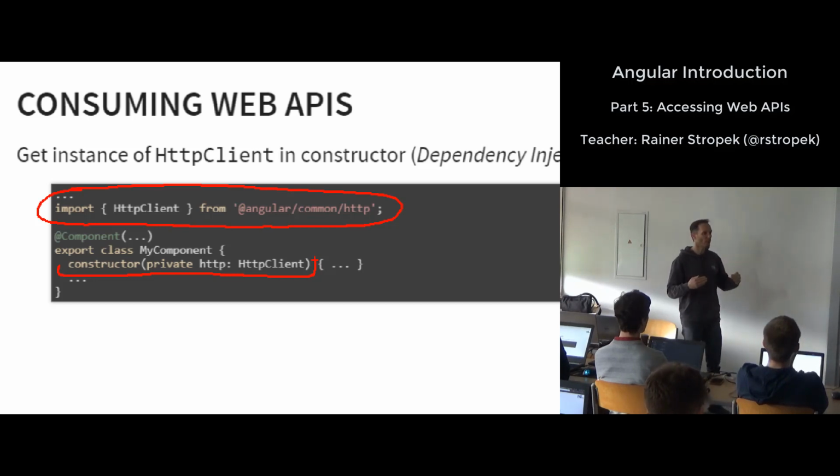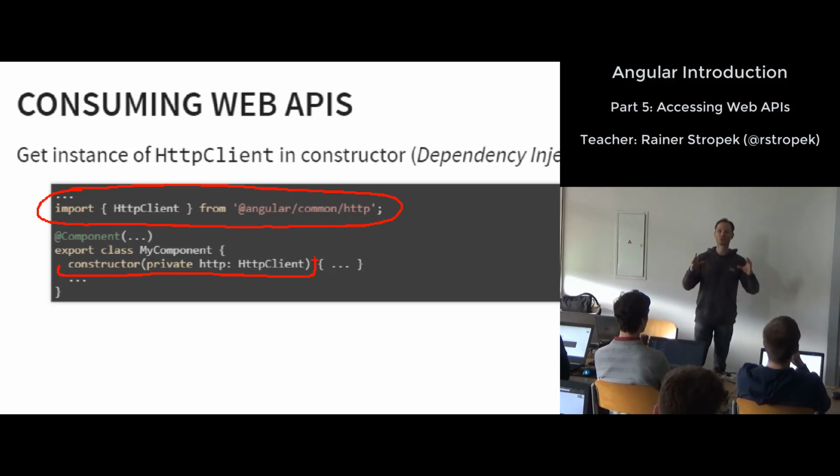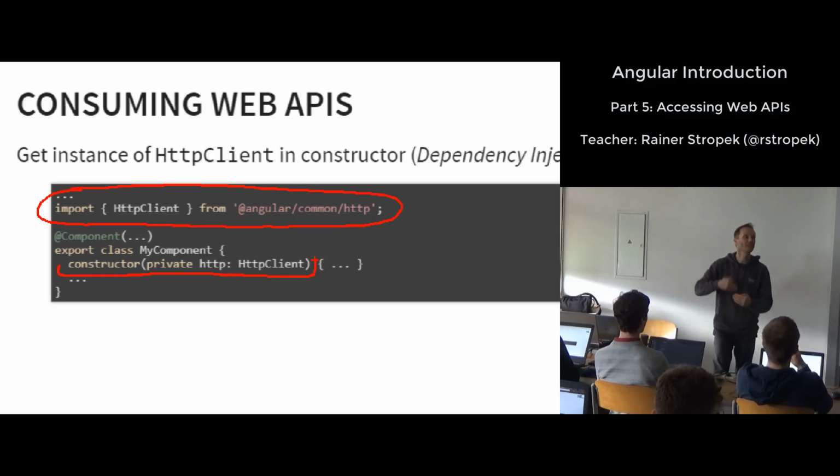You need to import the corresponding module, and once you imported the module, you can use all the so-called services. In this case, HTTP client is a service. You can just ask for the service in your constructor. Whatever you need, if you read the documentation, there are lots and lots of services that Angular provides out of the box. So you just need to specify the service in the constructor, and Angular will care for creating an instance of the service and giving it to you through the constructor.